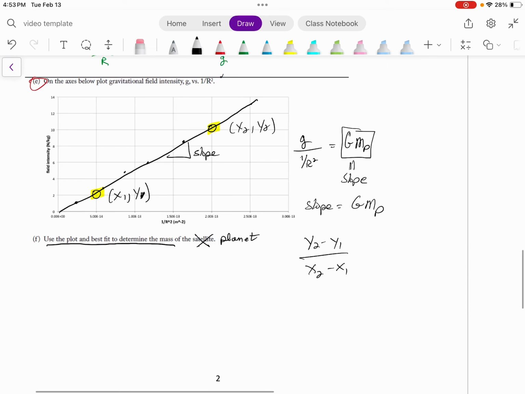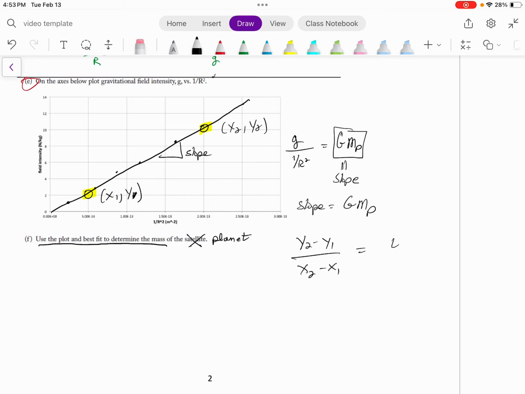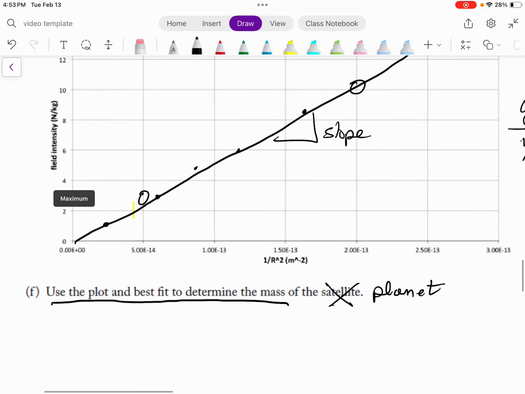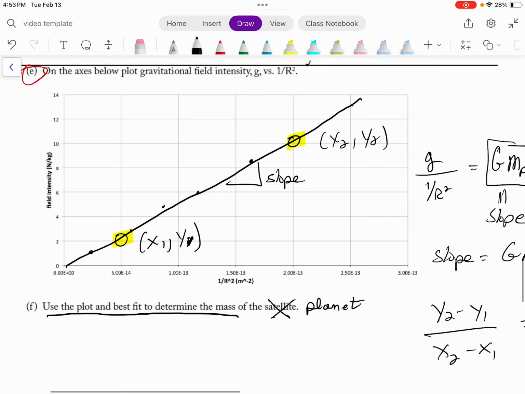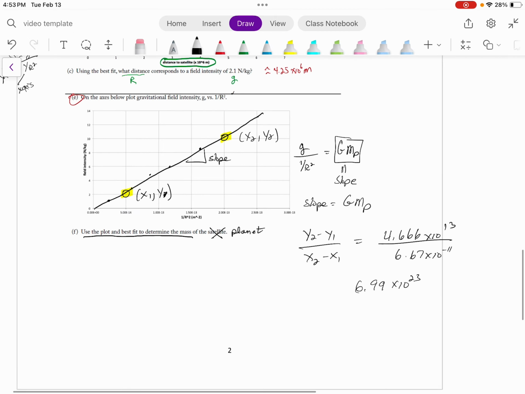And then I would actually find those values. I found the delta y to be 4.66 times 10 to the minus 13. No, not minus 13. Everyone's numbers are going to come out slightly different. 6.67 times 10 to the minus 11 was my delta x. So my slope was 6.99 times 10 to the 23. And that was in units of newtons over kilogram divided by meters, meter per second squared.